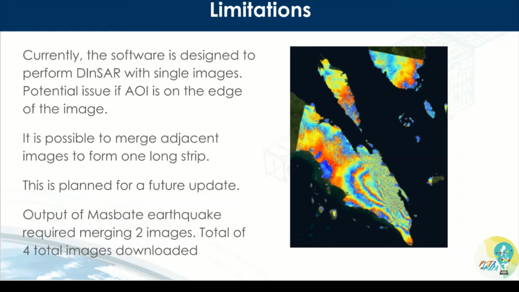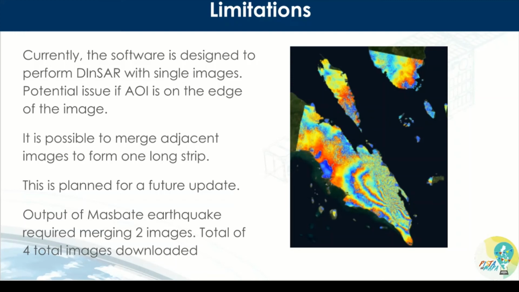And that brings up an important limitation at the moment, because the workflow is currently designed to work with single images only. So this is a problem if the AOI you're interested in is at the edge of the image. Usually the strategy is to just merge the adjacent images together from the same pass. But currently our software doesn't have that feature, but we're planning on including that in the future.